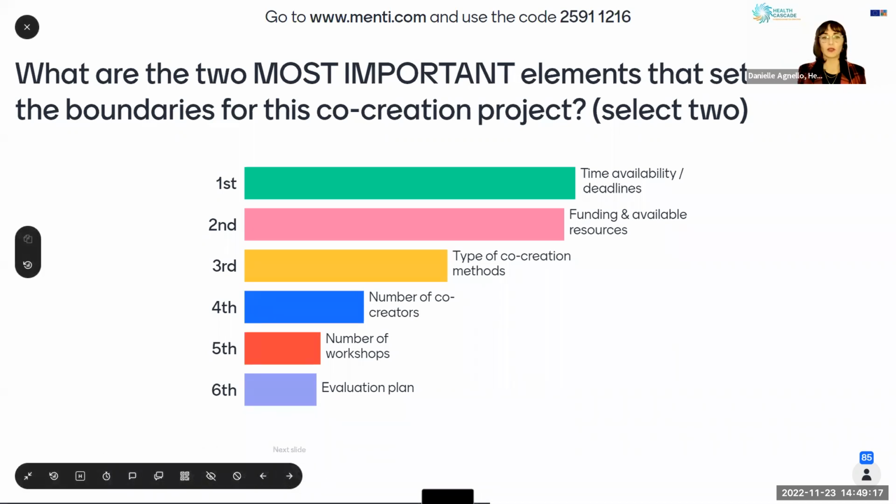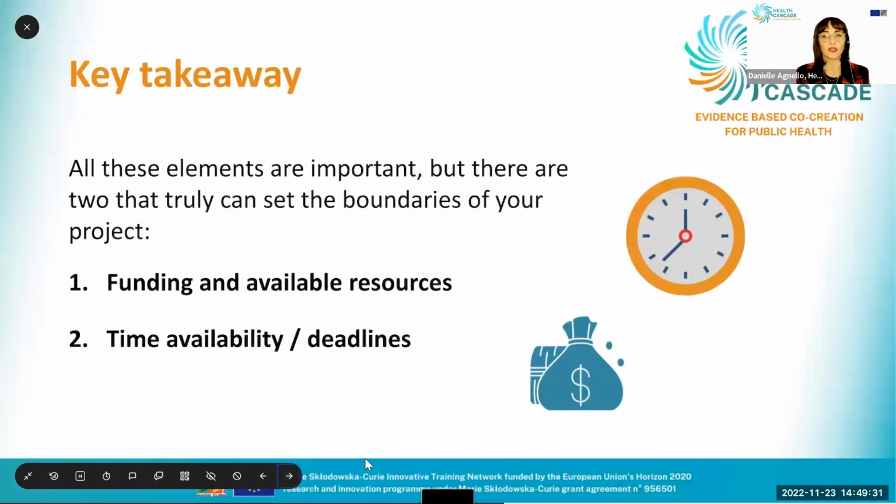So if you responded to those first top two, then give yourself a point per match and just tally on your phone or a piece of paper. There are two key takeaways we wanted to highlight. As Mira said, all the different elements are important to consider in co-creation, but two really set the boundaries. When we say boundaries, we mean how you start and how you finish your co-creation, so what allows you to actually execute this project. Those were funding and time availability.